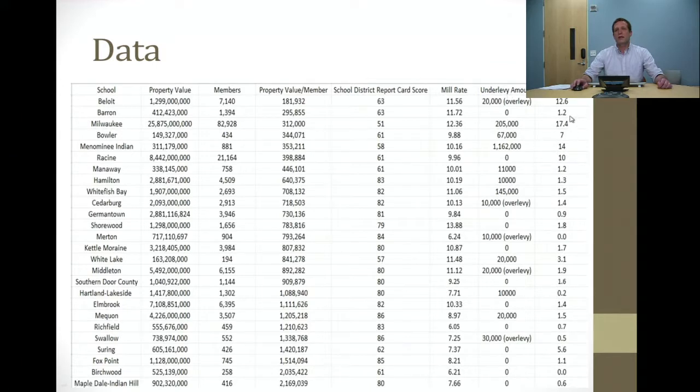And my final column over here is the suspension rate per school, which again I felt was significant enough to at least mention. But the majority of my presentation will focus on property value per member as it's connected with school district report card.